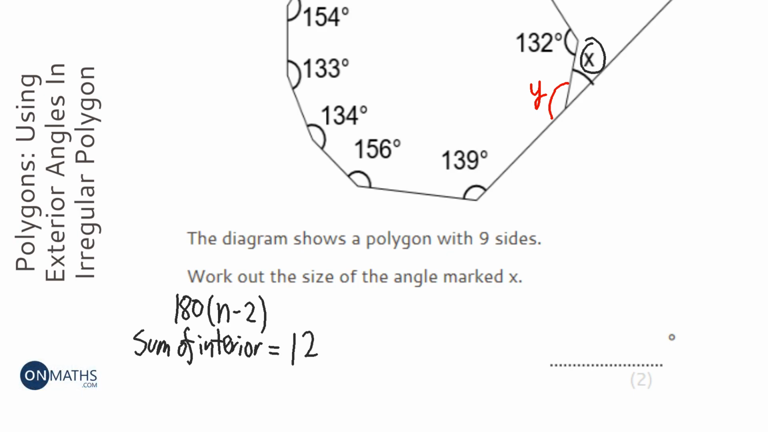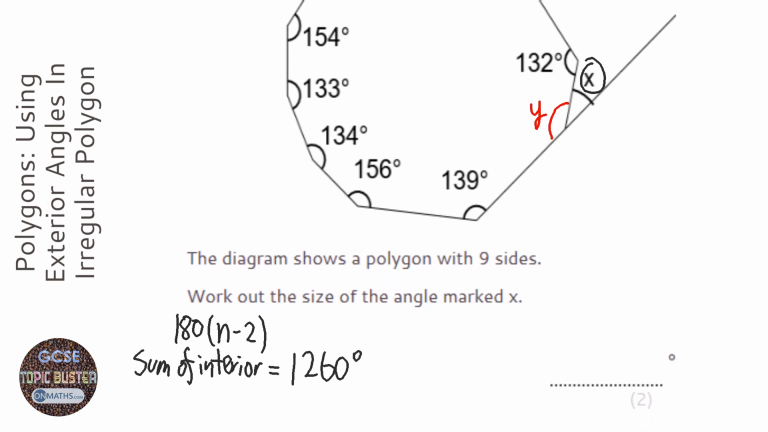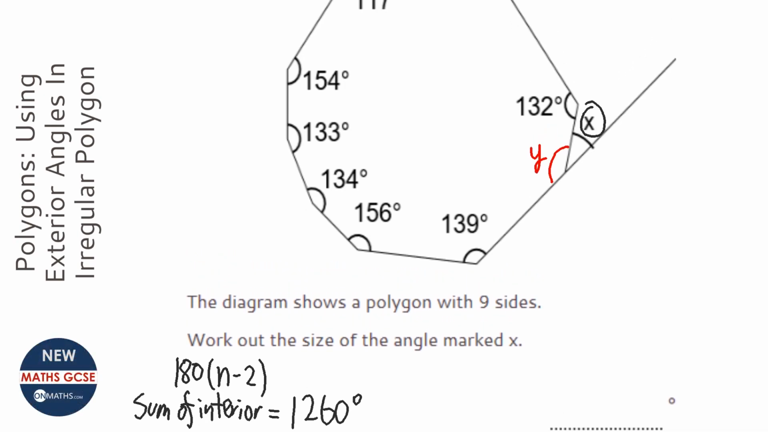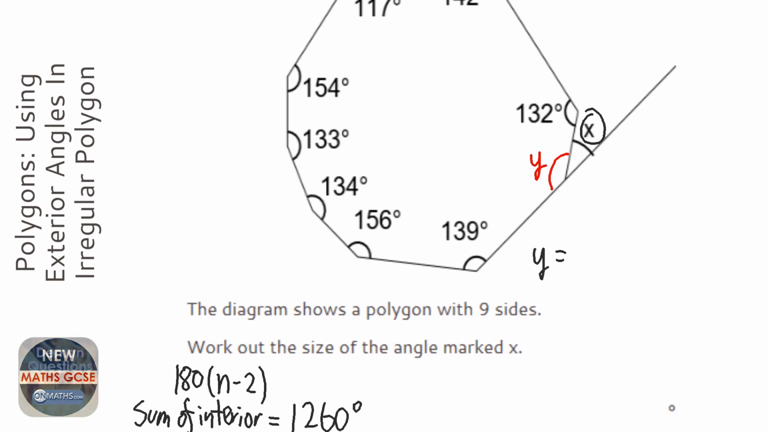And that's 1,260 degrees. So all the interior angles add up to 1,260 degrees. So I'm going to take away all the angles that I know from 1,260. So to find out what y is, I'm going to do the working up here so we can see both.